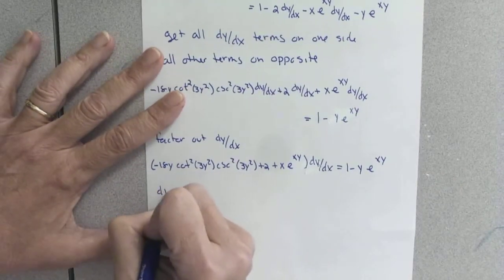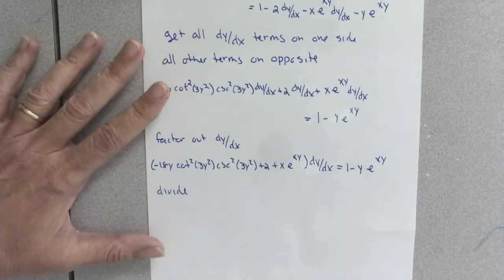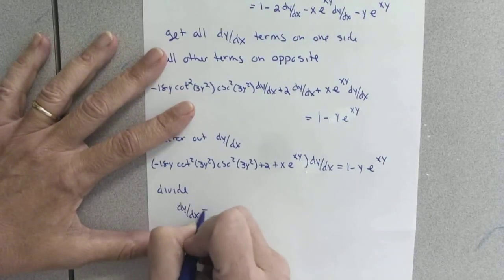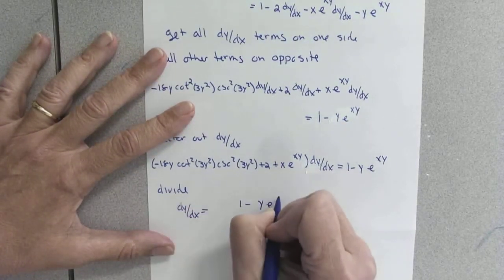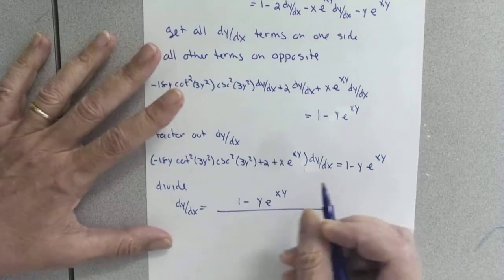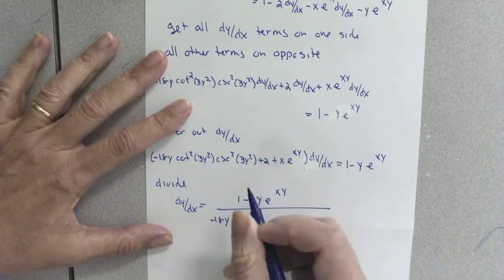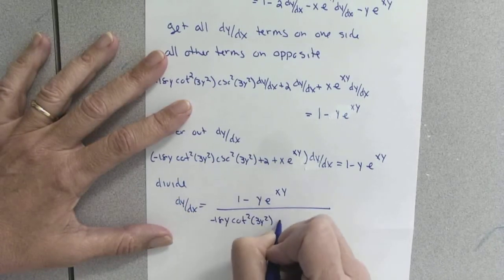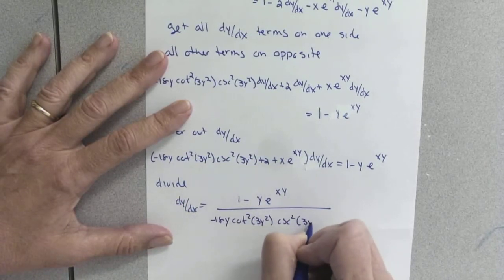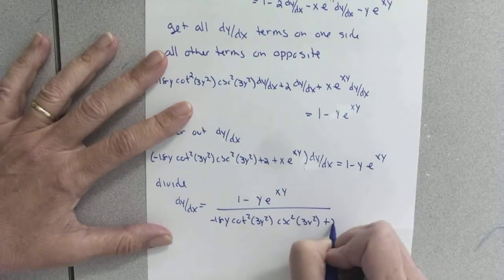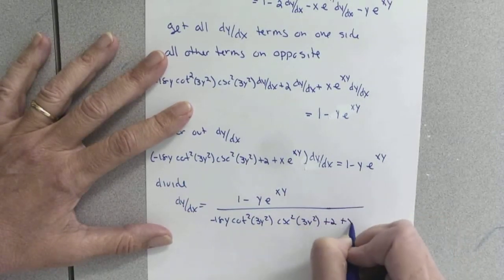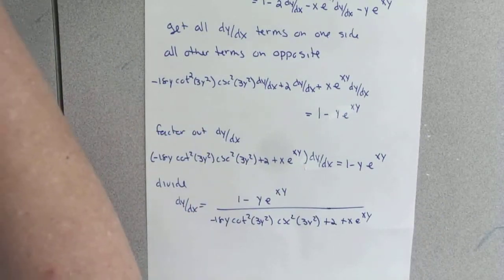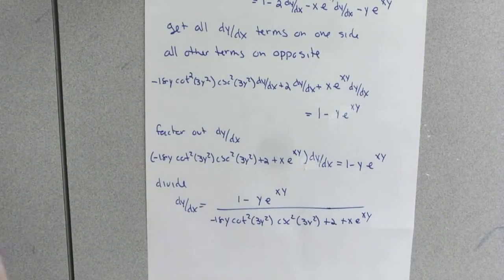And then finally, one last time, divide. And so I get dy dx equals 1 minus y e to the xy, divided by negative 18y cotangent squared 3y squared cosecant squared 3y squared plus 2 plus x e to the xy. And there's my implicit derivative.